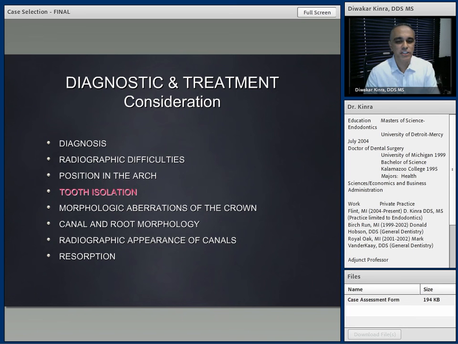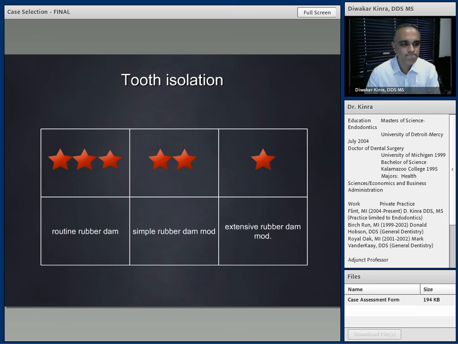Tooth isolation. I have to say that using a rubber dam is a great way to improve your outcomes right off the bat. If you want to improve your success, use a rubber dam. Now, routine rubber dam is pretty straightforward. Those are the slam dunk 3-star type of patients that you can easily get a rubber dam onto. Again, sometimes you have to do modifications.